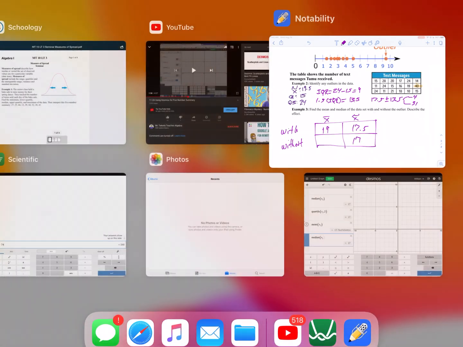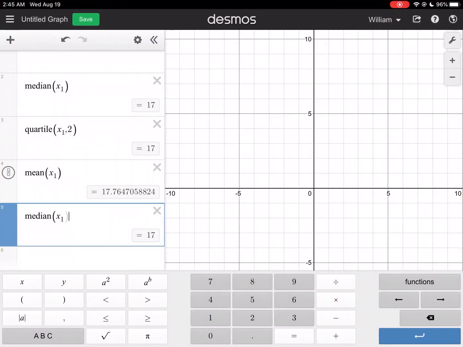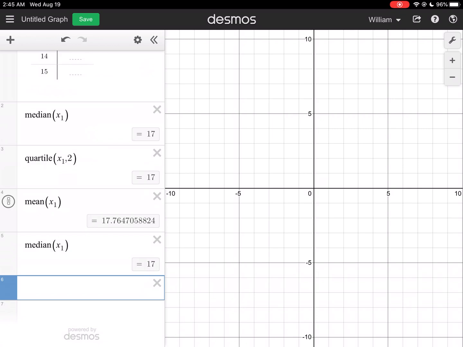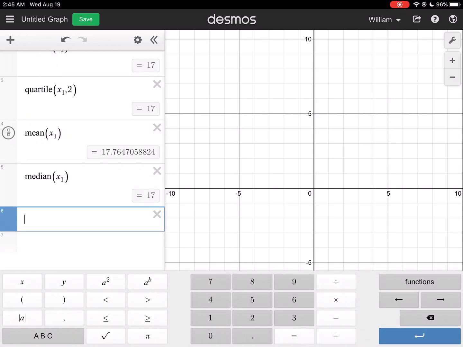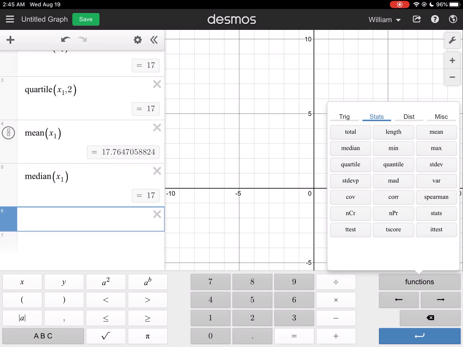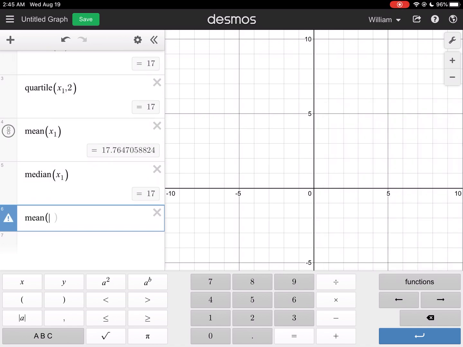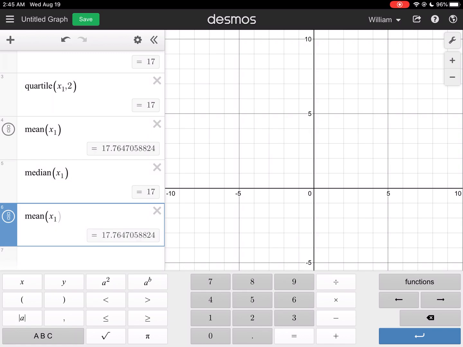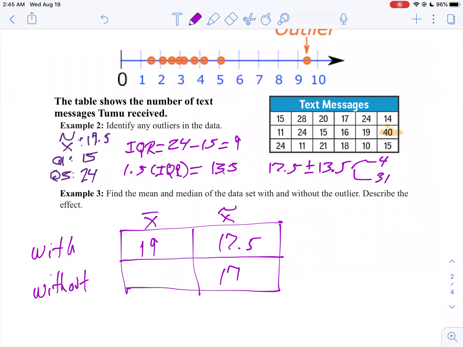Let's find the mean of x1. Notice that went down a lot more. That's about 17.8. Now, if your mean and median are relatively close, that means your data set is pretty symmetric. But notice what happened here. That 40 really affected the mean, didn't it?